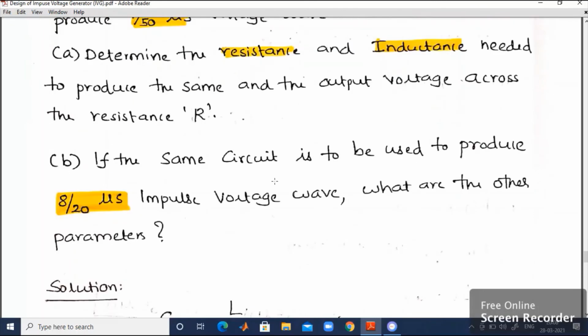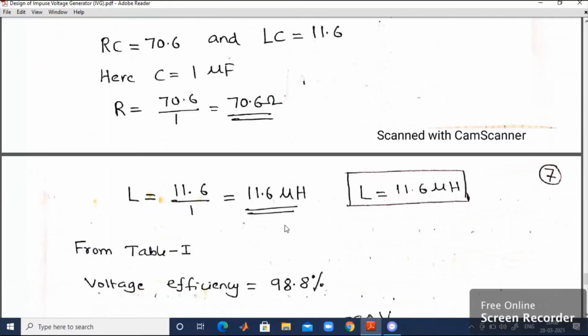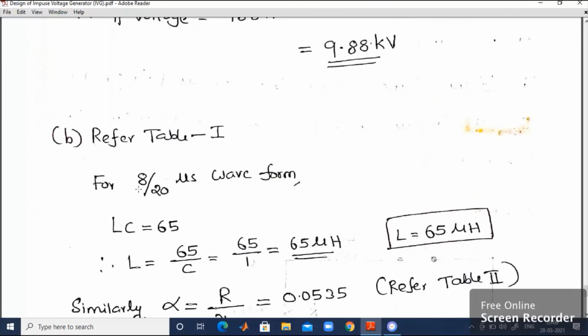Let us look at the second part of the question. The second part is, if the same circuit is to be used to produce an 8/20 microsecond impulse voltage wave, what are the other parameters? So you are going to go for the other combination, that is 8/20 microseconds. Here wave tail is equal to 20 microsecond, wavefront time is equal to 8 microsecond.